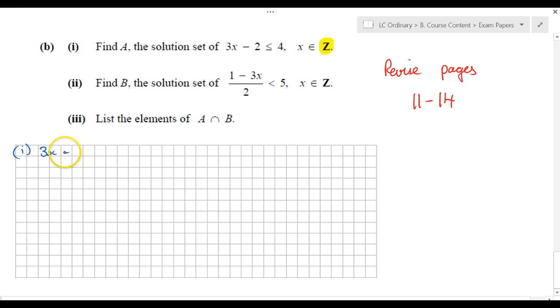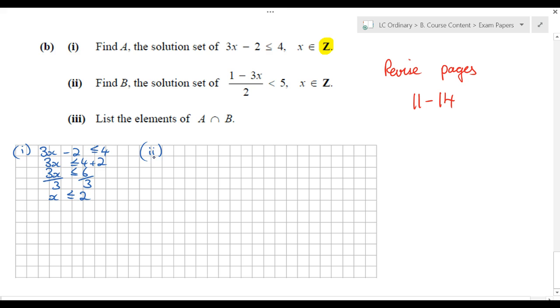3x minus 2 less than or equal to 4. That gives, we isolate the x term, 3x less than or equal to 4 plus 2. 3x is less than or equal to 6. We divide both sides by 3 to get x less than or equal to 2. Okay, so x can be any integer that is less than or equal to 2. For example, 2, 1, 0, minus 1, minus 2, and so on. It keeps going. Let's now look at part 2.